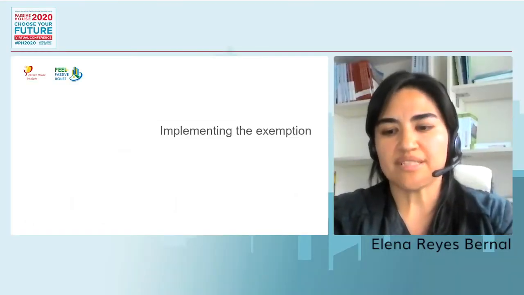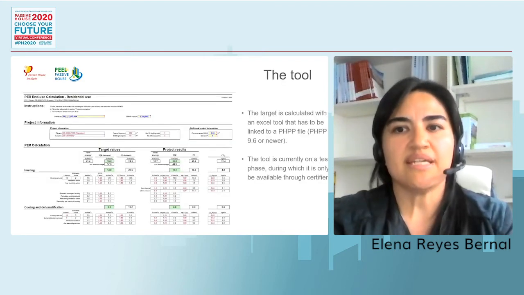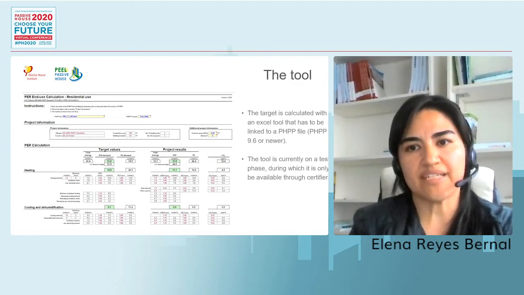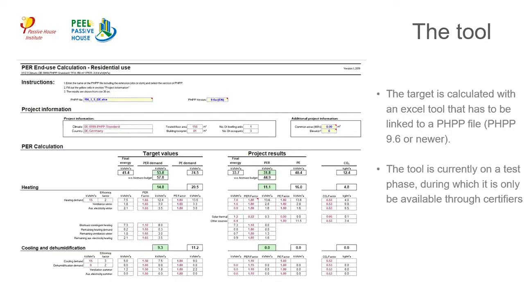So how we implemented this exemption, or how this can be implemented in the different projects, is basically through a tool. The tool is an Excel file that can be linked to the PHPP. You would need a PHPP that is 9.6 or newer. And because this was just released last year, the tool is on a test phase. And if you want to use it, then you need to contact a certifier.